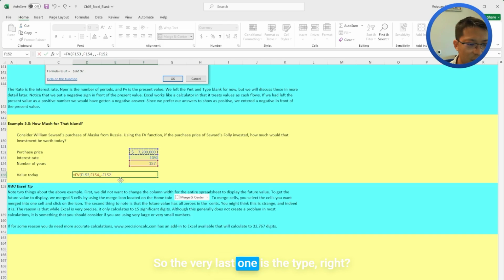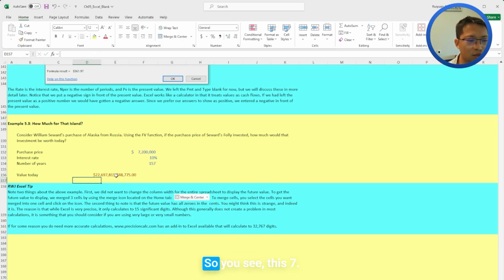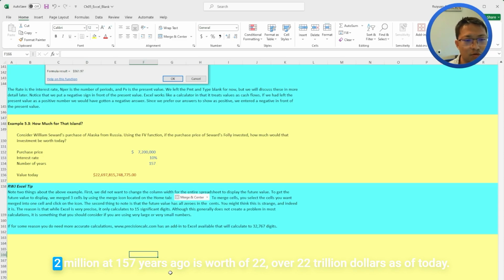The very last one is the type, right? We don't have to worry about it. We say this is for payment. We're going to talk about it later. So we are done by using the close parenthesis. If we do this and press enter, you'll see this 7.2 million at 157 years ago is worth over $22 trillion as of today. That's all we want to talk about in section 5.1.